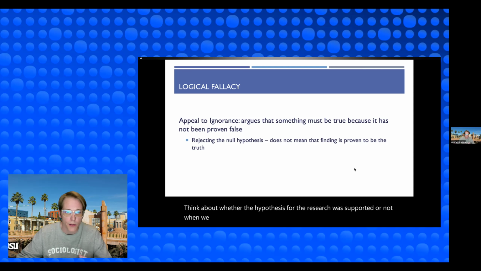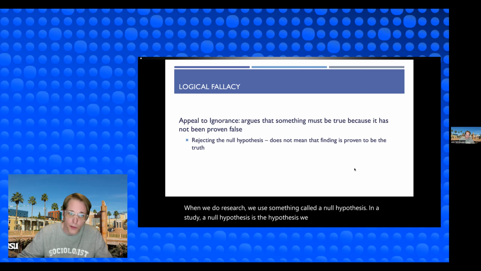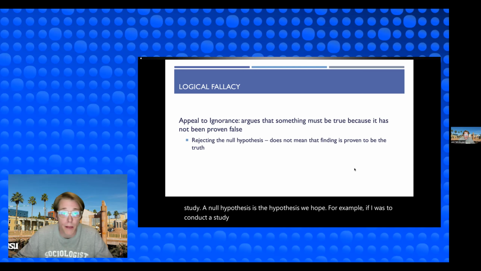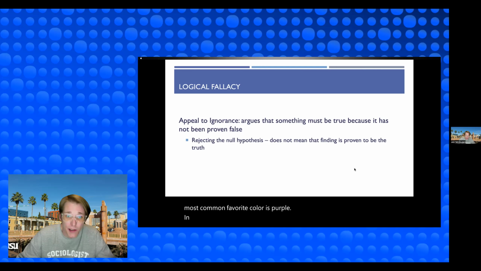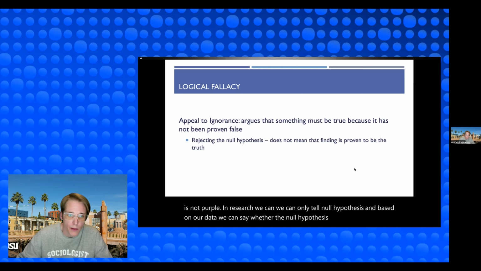When we do research, we use something called a null hypothesis. In a study, a null hypothesis is the hypothesis we hope to disprove. For example, if I was to conduct a study on favorite colors, I might predict that the most common favorite color is purple. In this case, the null hypothesis would be that the most common favorite color is not purple. Based on our data, we can say whether the null hypothesis was rejected or whether we failed to reject the null hypothesis. So we're looking to kind of disprove or evaluate it, right?